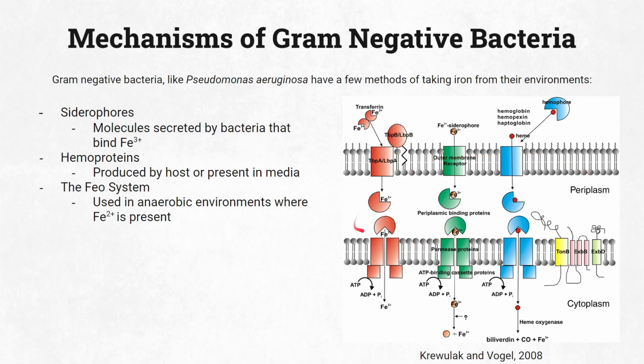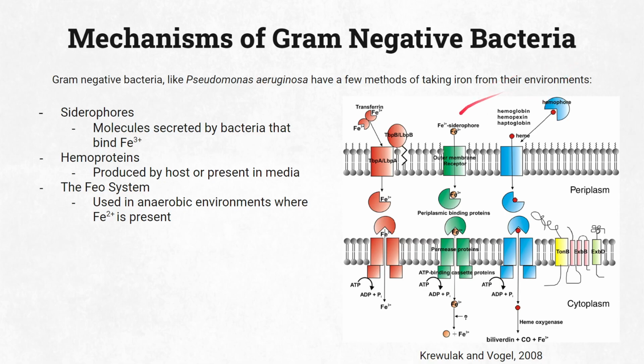As you can see in this figure right here, it gives a general overview of some of the methods that we're going to cover. Of course, you have things like siderophores, molecules that are secreted by bacteria to bind ferric iron in its 3 plus form. You have methods of transferring hemoproteins using hemophores, and you have the Feo system, which is a specialized system that is used in anaerobic environments where ferrous iron is present in its 2 plus form as opposed to its 3 plus form.